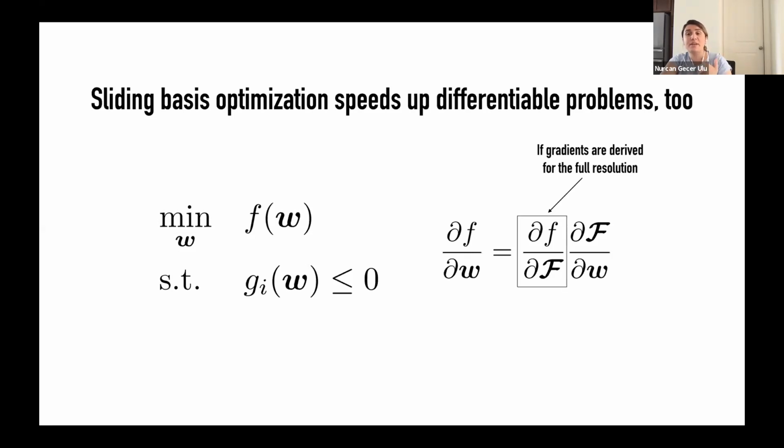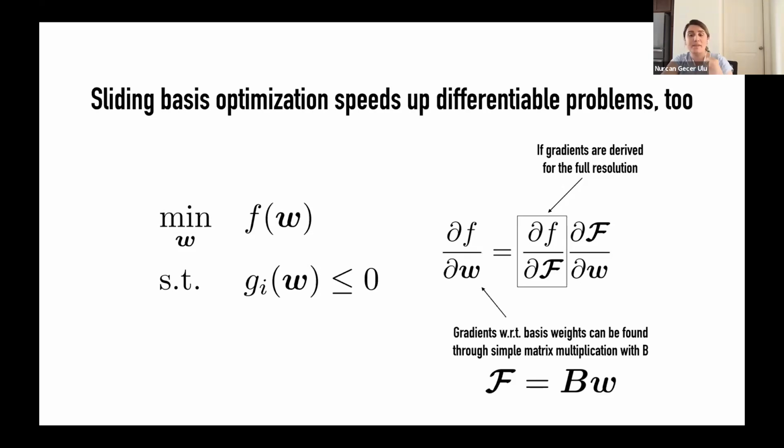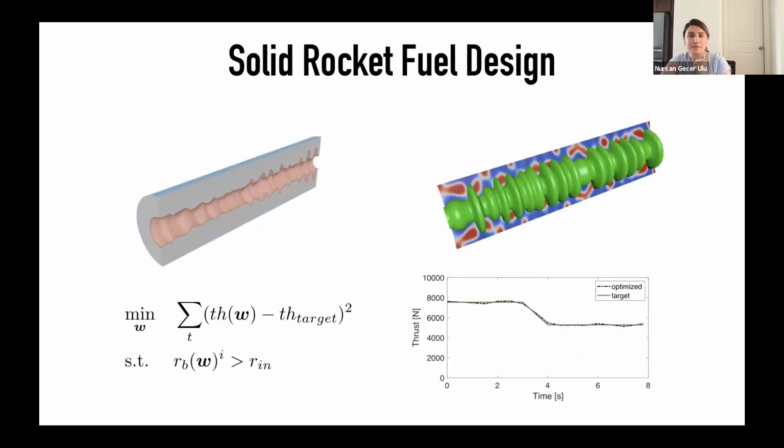For example, if the gradients are derived for the full resolution problem, meaning we have the gradients with respect to the full field variables, we can easily compute the gradients with respect to the basis functions by just using the chain rule. And since the relationship between the field and our new basis weights is linear, we just have a multiplication with the basis function here.